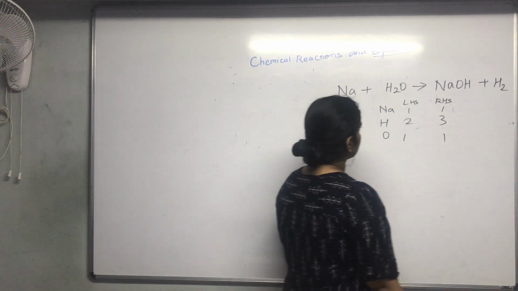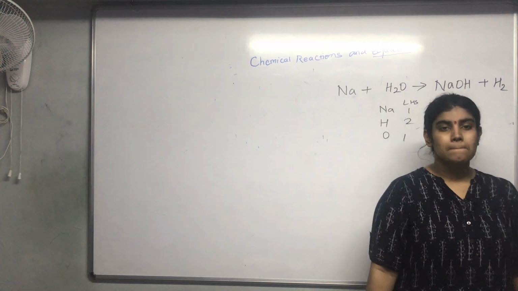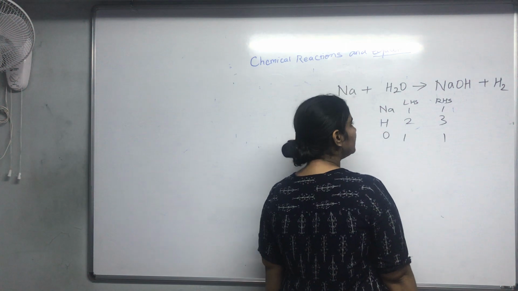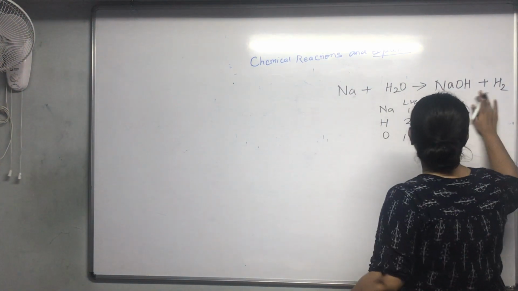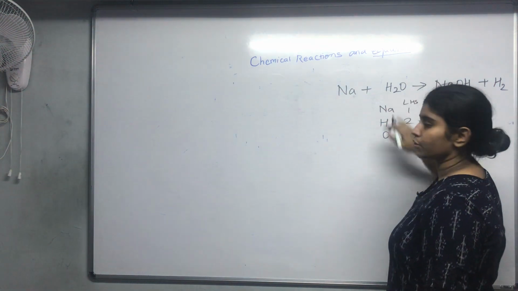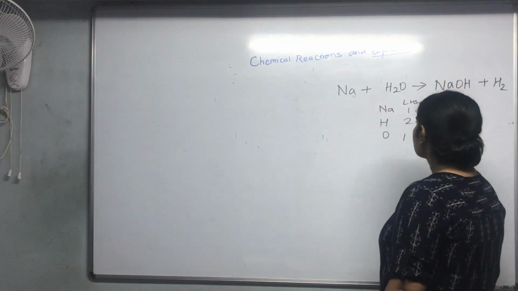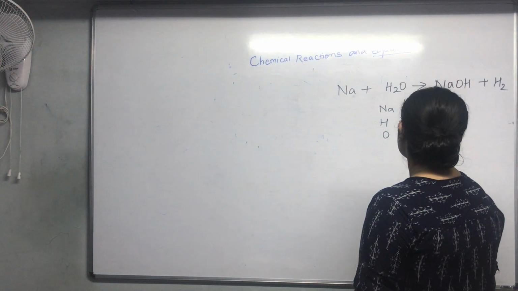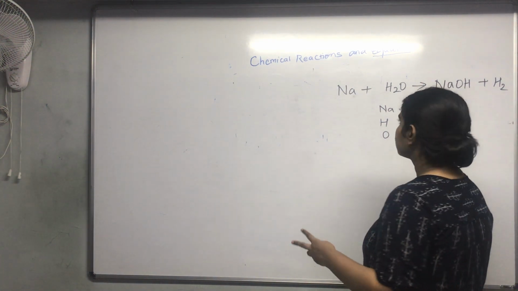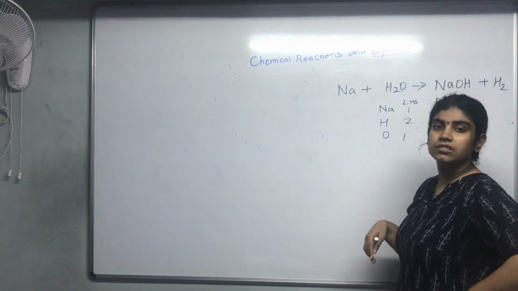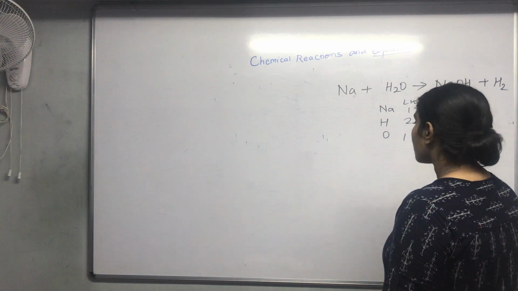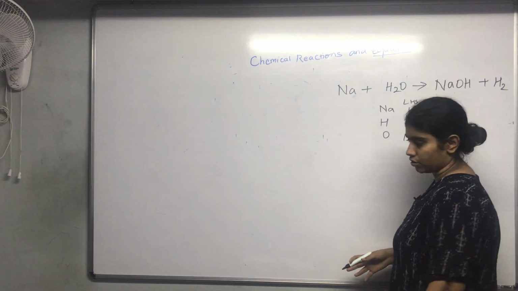So if I talk about balancing hydrogen, what we have here is 3 hydrogen on this side while 2 hydrogen on this side. So basically what you might do is just multiply by 2 and 3 on either side, according to the steps which I have taught you.